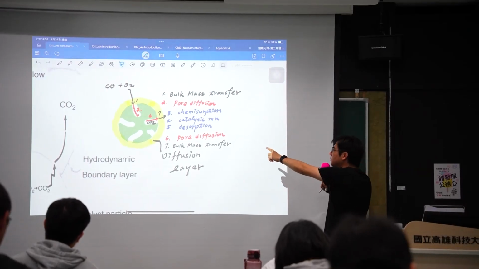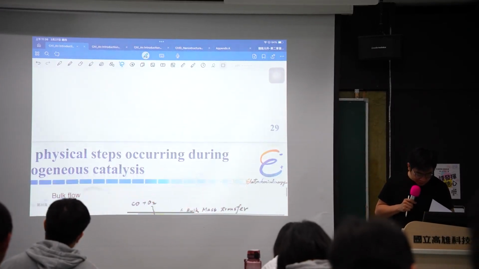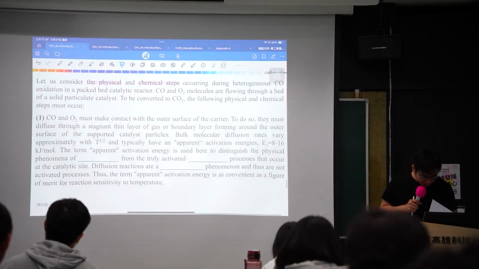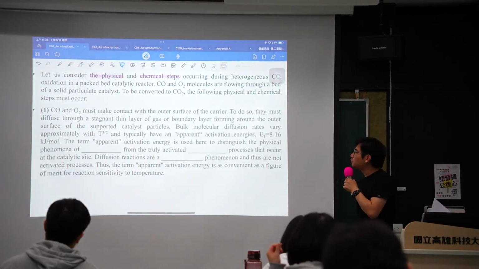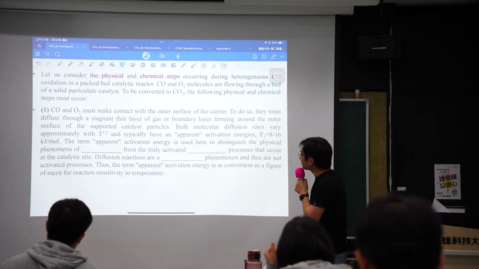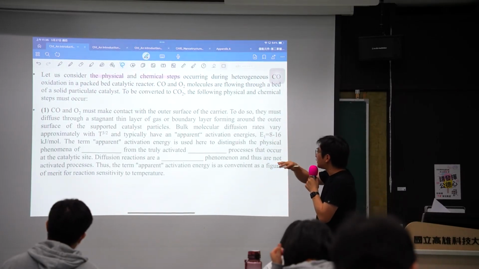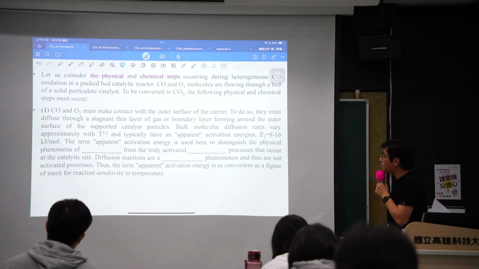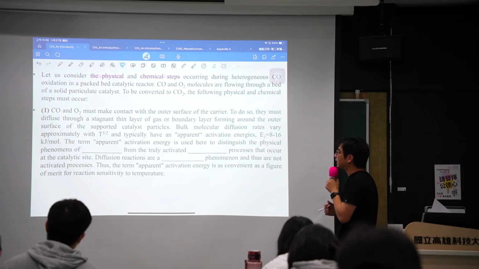Keep this process in mind. For the first step, CO and O2 must make contact with the outer surface of the catalyst. To do so, they must diffuse through a stagnant thin layer of gases, or outer layer, forming around the outer surface of the supporting particle.